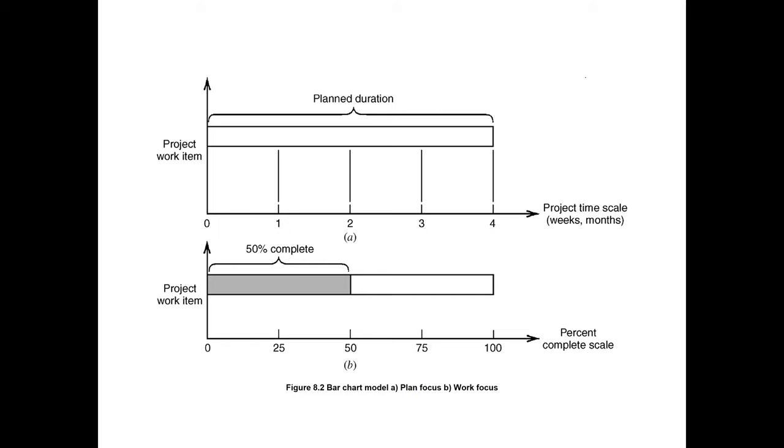So A is a plan focus model, and B is a work focus model, a percent work complete model, or reporting control model. A is our planning model. So this is a simple example. Let's see another example.